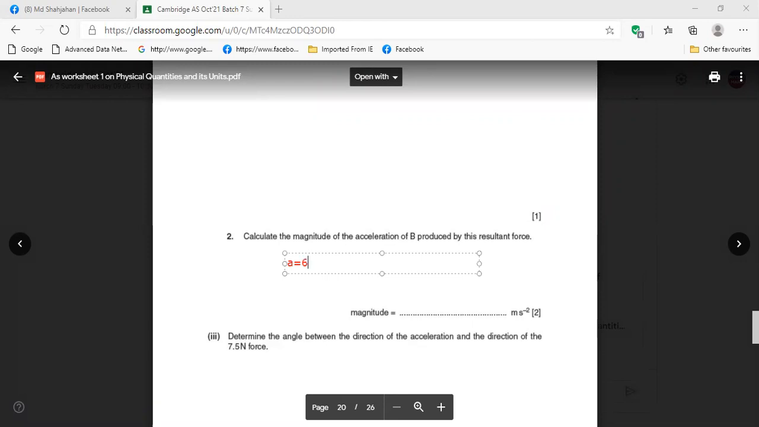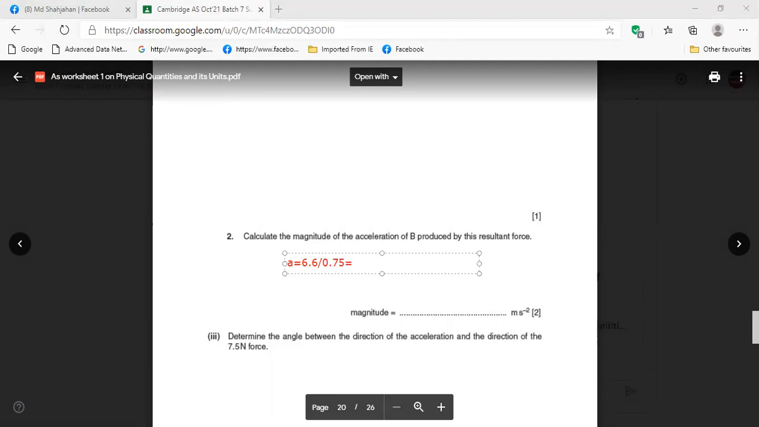So 6.6 divided by 750 divided by 1000. What will be the value? Oh, sorry, 1000. If you convert from gram to kg, you have to divide by 1000. 0.75, sir. 0.75. Yes, good. Then what is the answer coming?